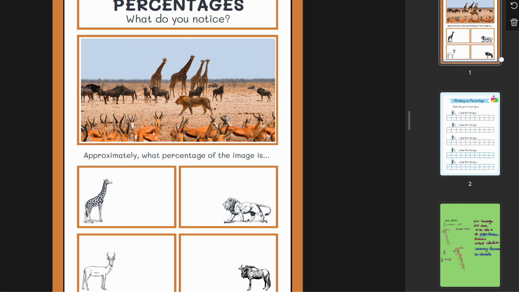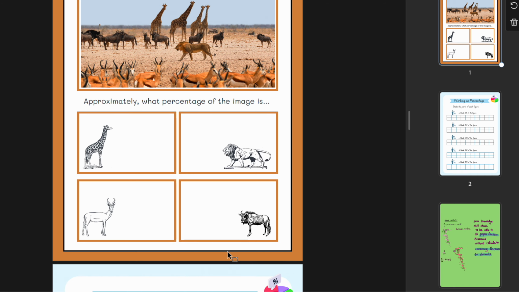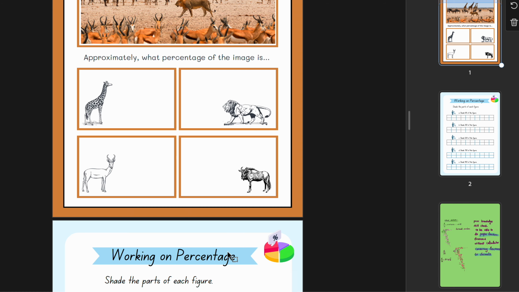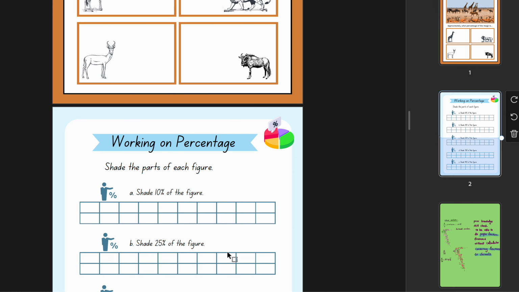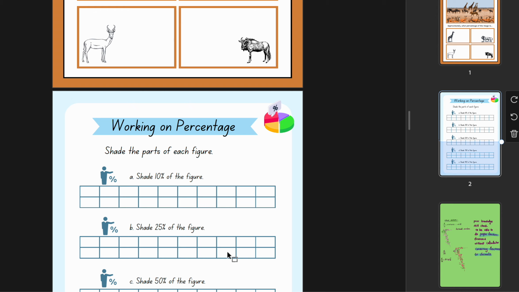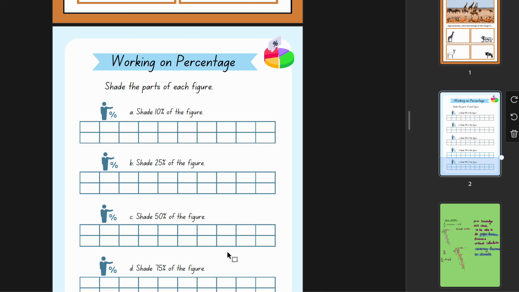It would add up to some number, but percent is something out of 100. So in this picture you may not see 100 animals, but in case this was adding up to 100, what would the giraffes take up, what would the lion take up, how many lions would there be, and then wildebeest and deer. So out of 100, what would that number be? That's basically the idea of percentage.